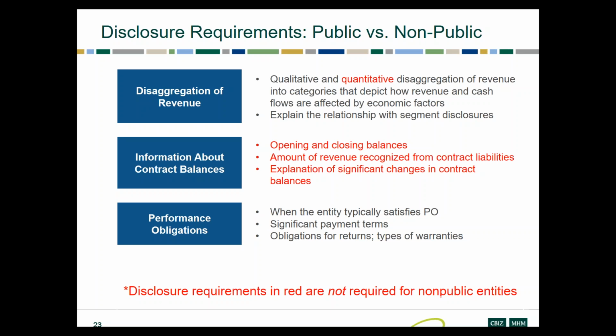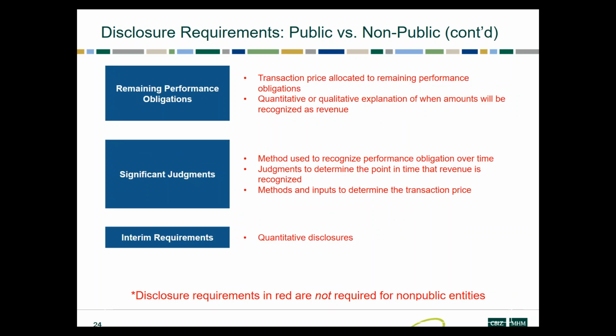The next slide here talks about remaining performance obligations, significant judgments, interim requirements. And as we look at the items that are highlighted here to show us the differences, what we're getting from this is that while the disclosures are more extensive, they're not as onerous for private companies. Just a lot more extensive for public companies and frankly requiring a lot more resources to track and properly report and disclose.